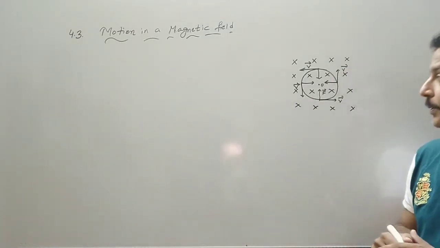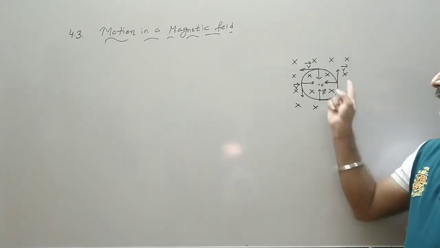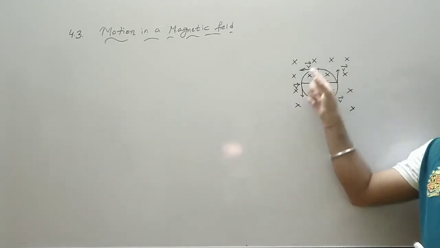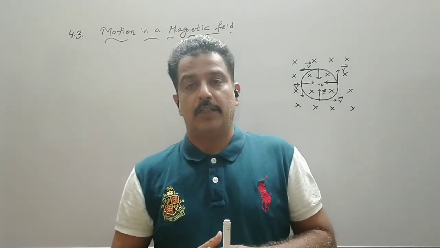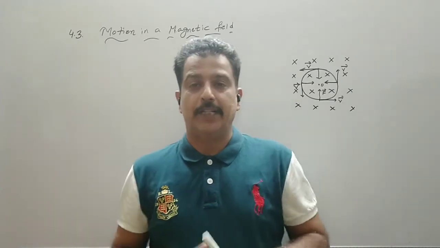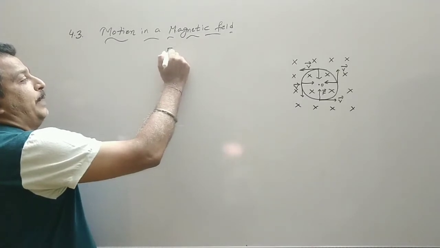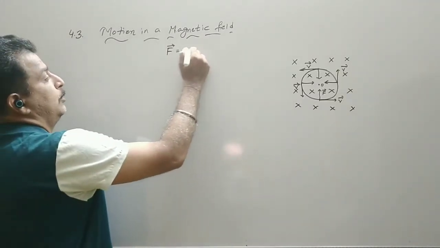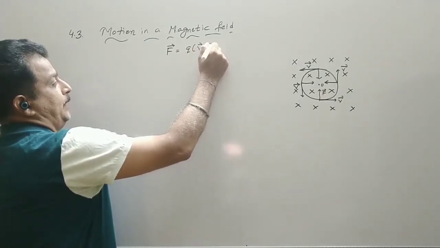Now, since F and V are perpendicular to each other and the charged particle is performing a circular motion, the centripetal force is acting on it. Now here this centripetal force is provided by the magnetic force. Now the formula for the magnetic force was F is equal to Q V cross B.